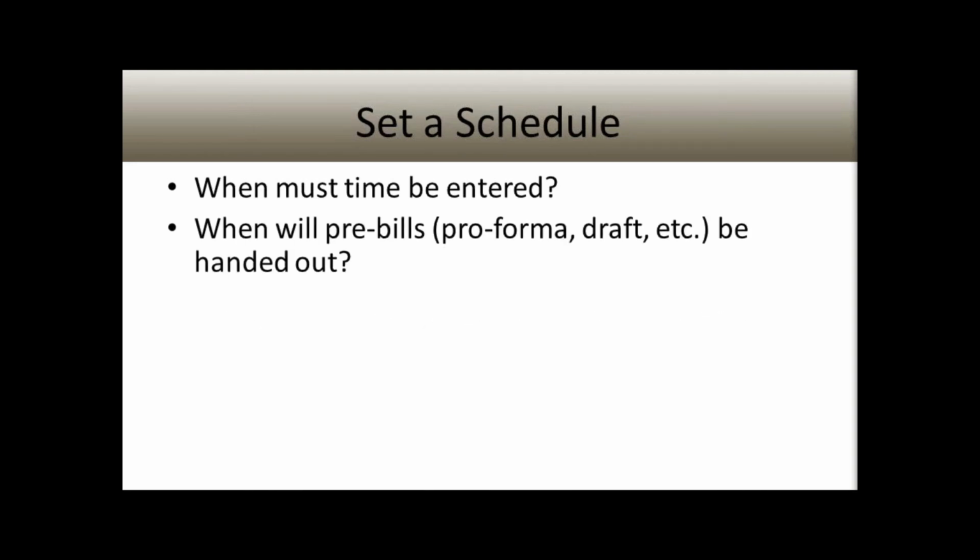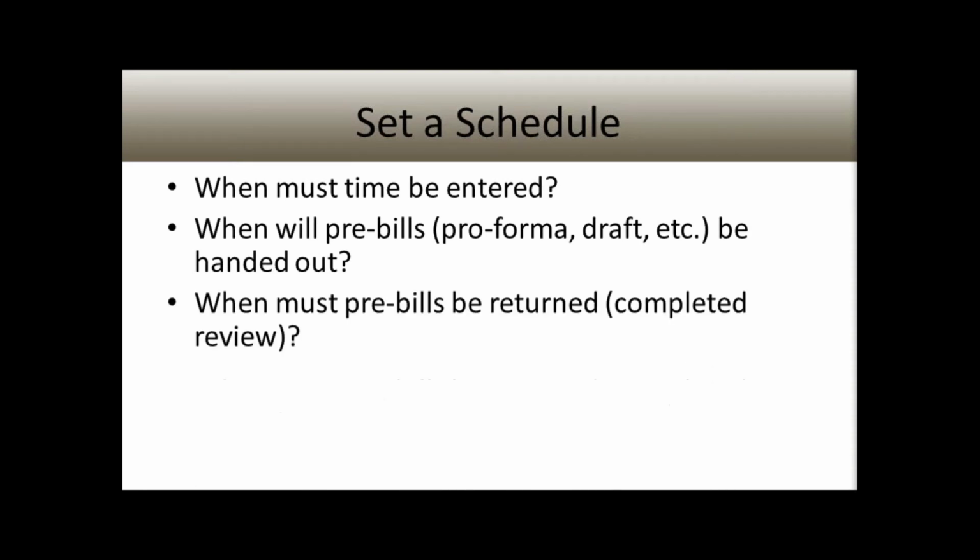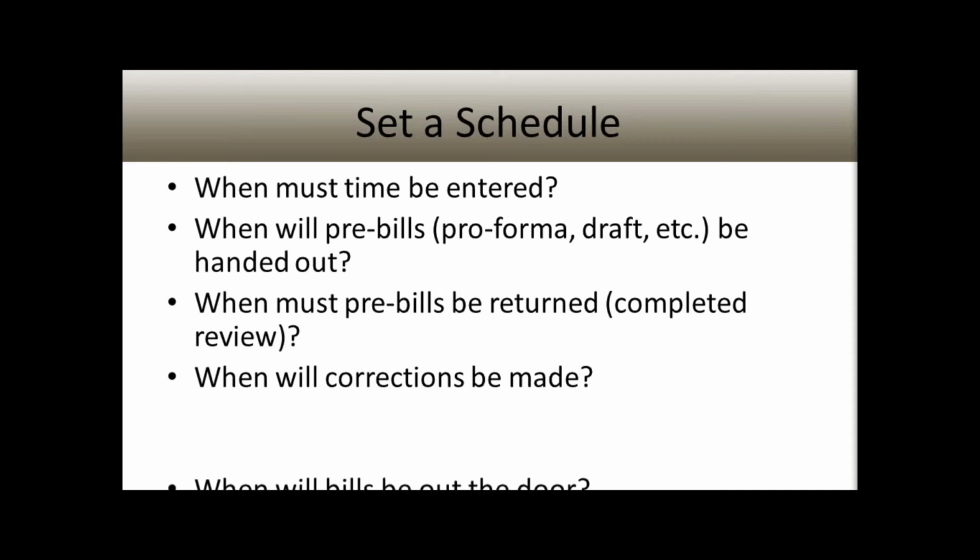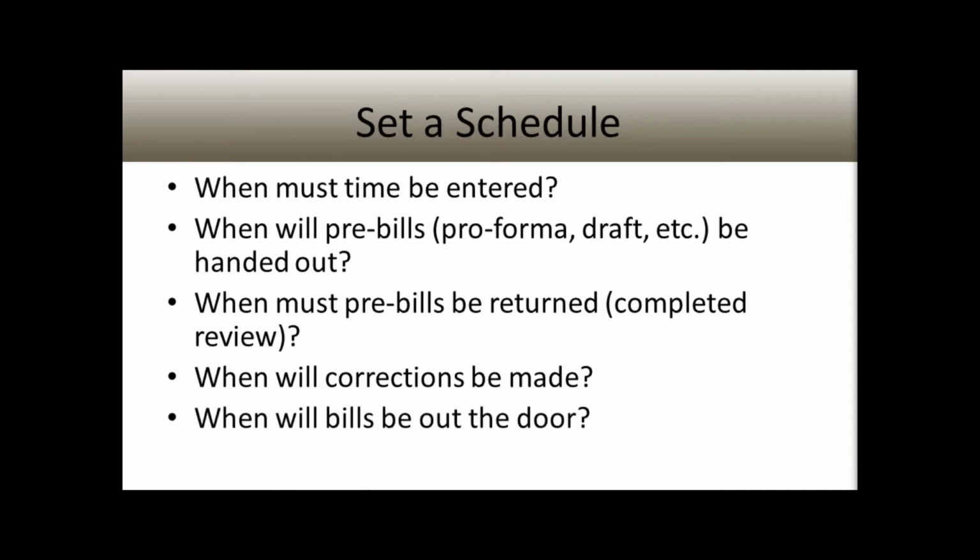Then you run those bills, those pre-bills. Some will call them a pro forma, some will call them a draft. Those are run and handed out right away. So if you have those by noon on the first business day of the month, you can give the attorneys 24 hours to get that item reviewed and then handed back so that somebody can correct those bills and make any adjustments that are needed to be made. And then you can get those bills out the door in a very short time.